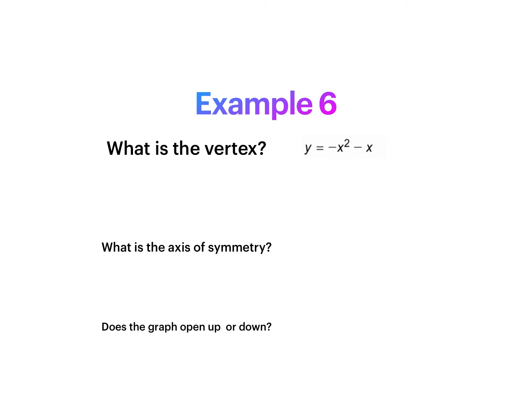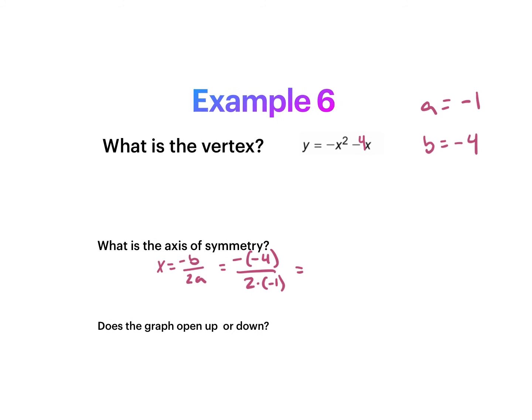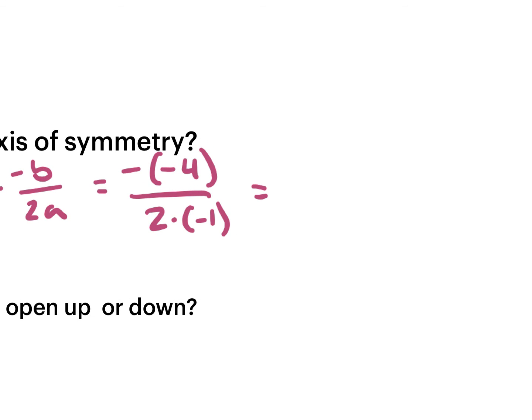All right, so what formula do we use to find our axis of symmetry? Negative B over 2A. So we have to figure out what our A is and what our B is. What's our A? Negative 1. And what's our B? So it should be negative 4x. So our B is what? Negative 4. So here, this would be negative 4 over 2 times negative 1. So just be careful when your A's and B's are negative. Make sure you plug those negative signs in too.